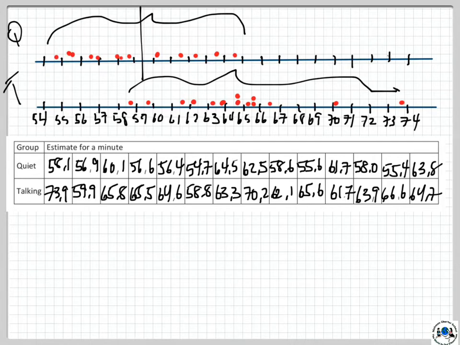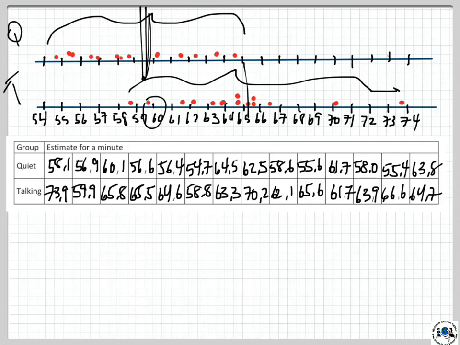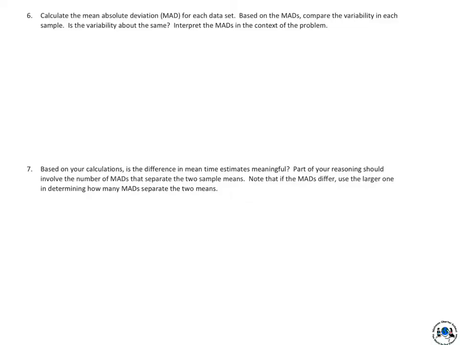Okay, so you can see where the centers are, probably about 60 or so here, and here probably around 65 some odd seconds. Okay, all right, so let's go ahead and move on. We're going to go ahead and do a few things now.